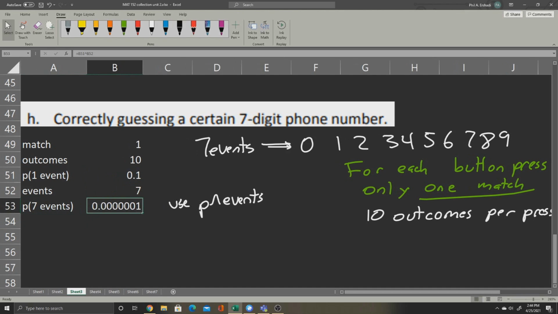This gives us a very, very small decimal, but this is to be expected. Pressing random numbers in a telephone usually doesn't result in the number that you had in mind. So it follows the probability should be fairly low.